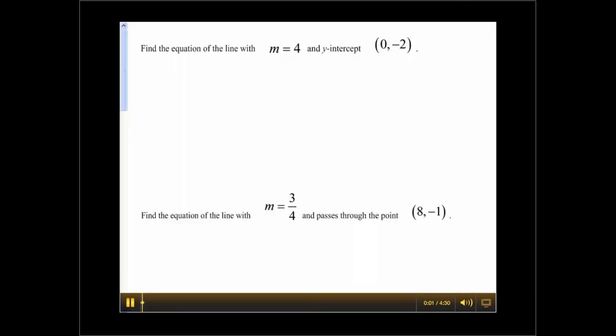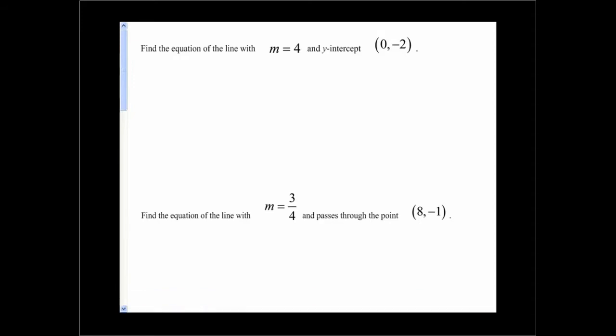In this lesson, we're going to find equations of lines. The first example is: find the equation of the line with a slope of 4 and a y-intercept of -2. Now remember, the letter we use to represent the y-intercept is the letter b.